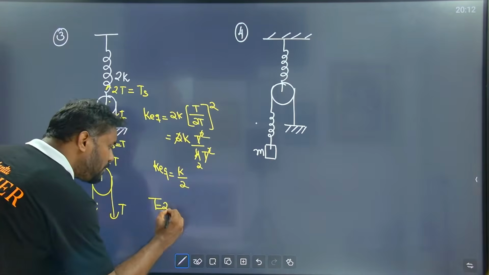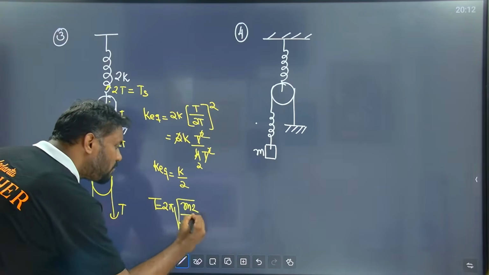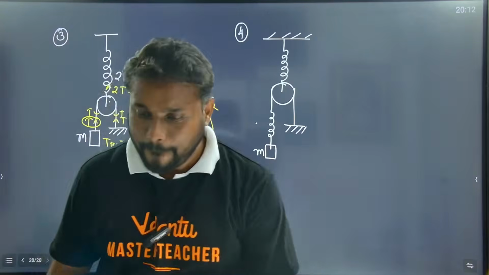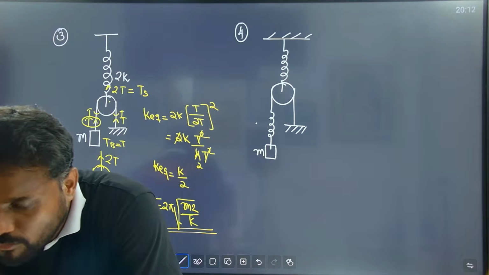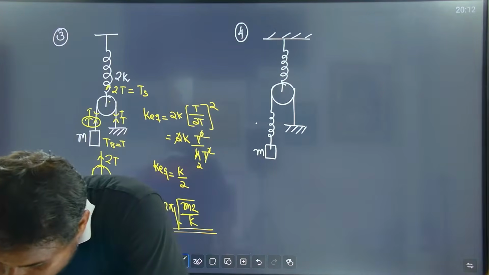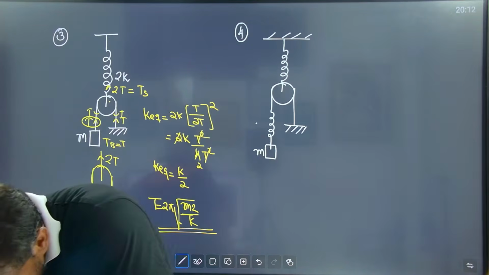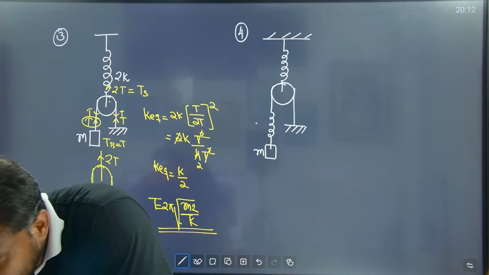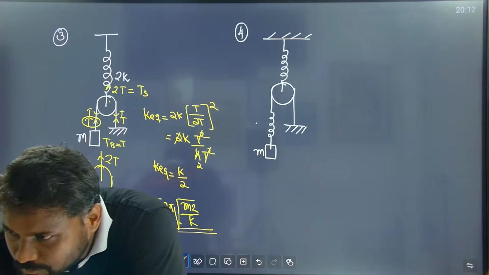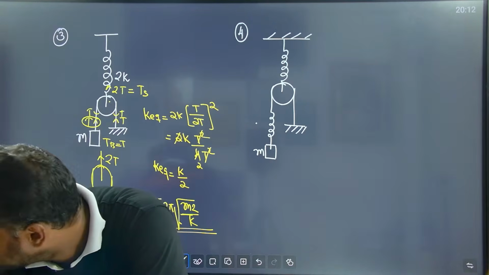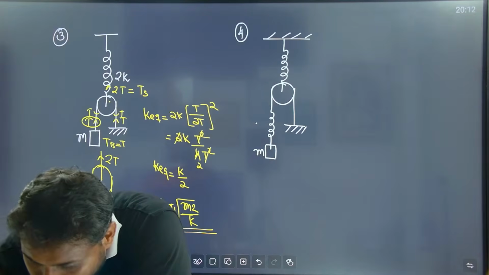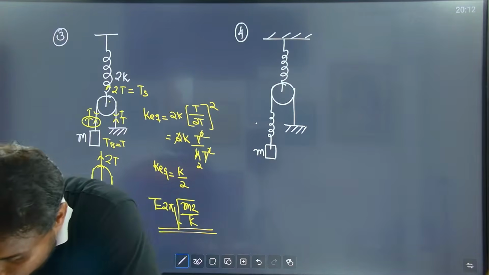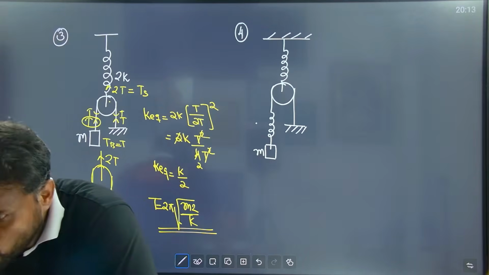Time period எப்படி calculate பண்ணலாம்? T is equal to 2 pi root under m by k by 2 சொல்லும்போது 2 மேல போயிரும். This is the time period of the pendulum. Clear? Okay, next one. We'll discuss in the problem.